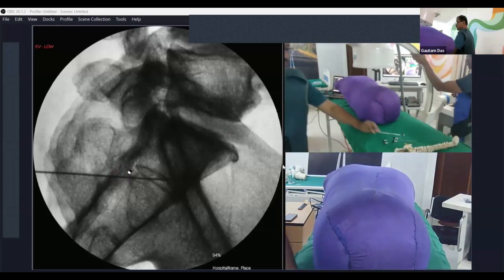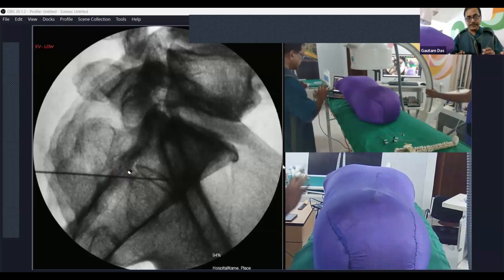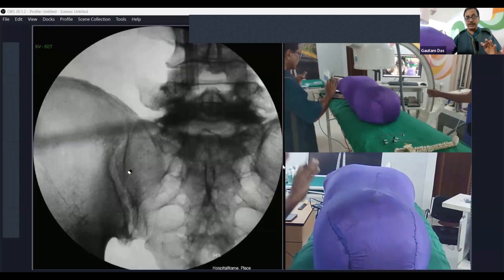Now I'll be going into the sacroiliac joint. I might be going faster, but I have already shared the literature, so you just go through the literature.